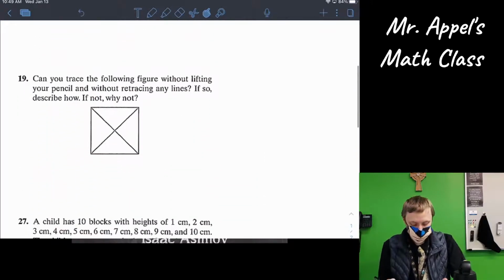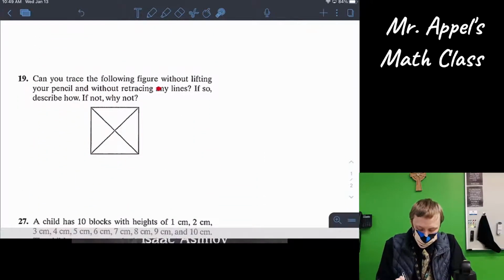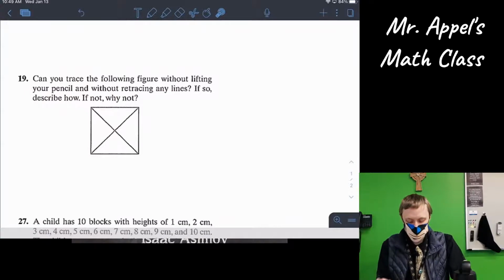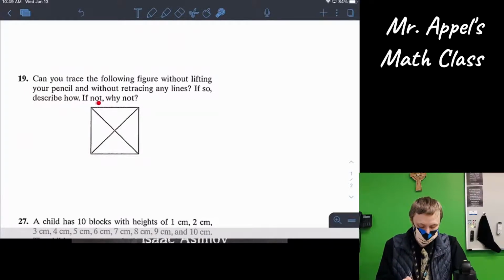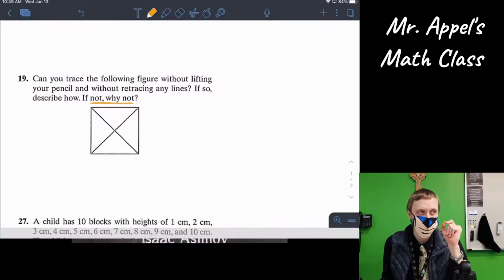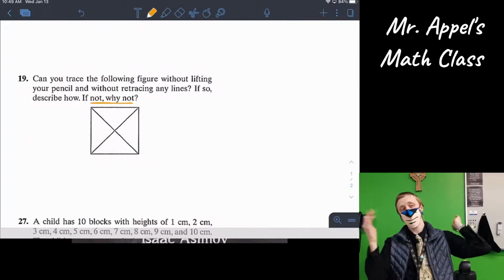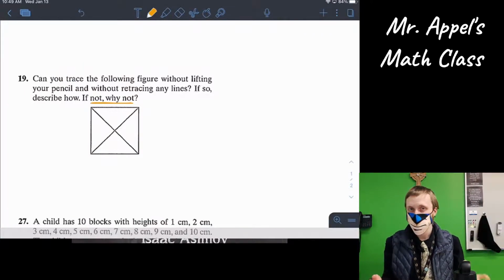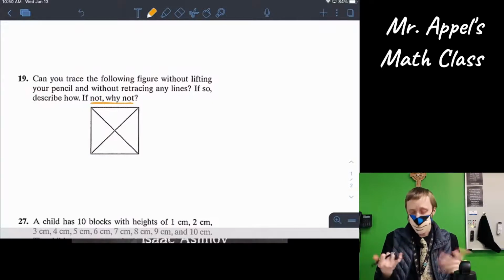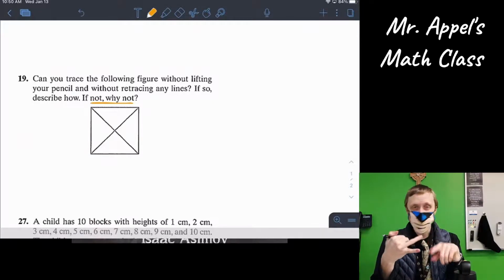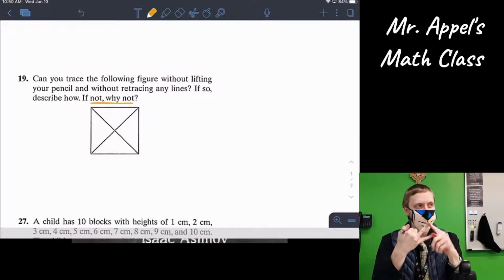All right, 19. Can you trace the following figure without lifting your pencil and without retracing any lines? If so, describe how. If not, why not? Okay, again, if your answer is no, this is impossible, you have to have a specific reason. What is the issue here that creates the impossibility? Not just, I never could do it, right? We don't know. You need to somehow prove to me that you've either tried every single possibility or you encountered some feature about it. Hey, there's a rule here. This is how it works, and this thing violates that rule, therefore it won't work.